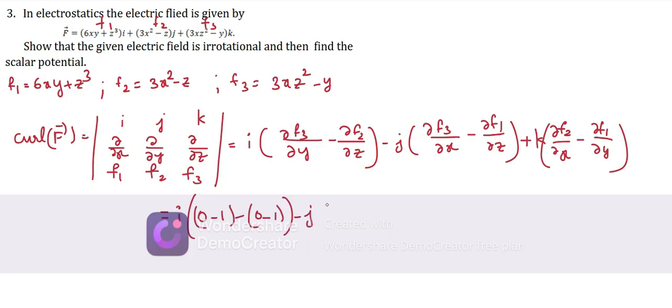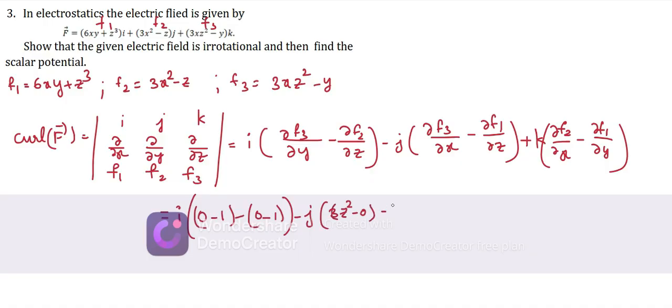Okay, so minus j into, let us differentiate f3 with respect to x. So y and z are constant, here 3z square is constant, so write that first, and the differentiation of x with respect to itself is 1, minus the differentiation of y with respect to x is 0.